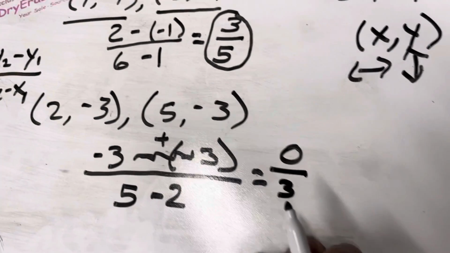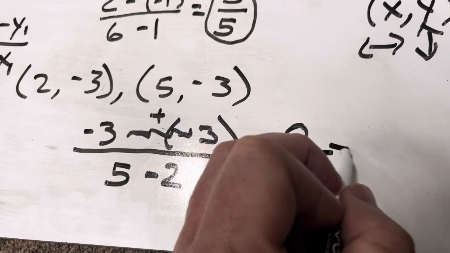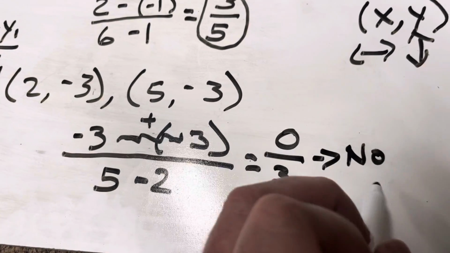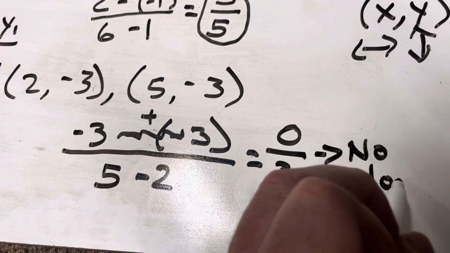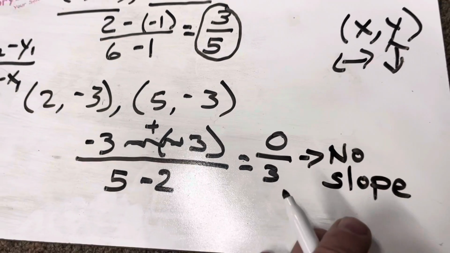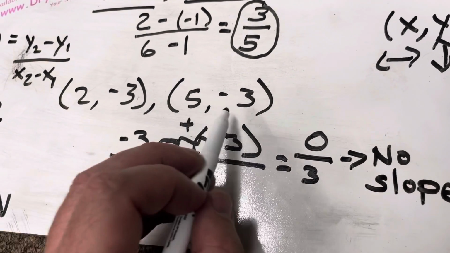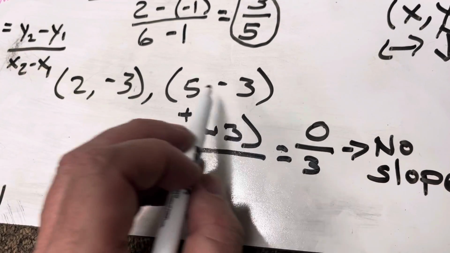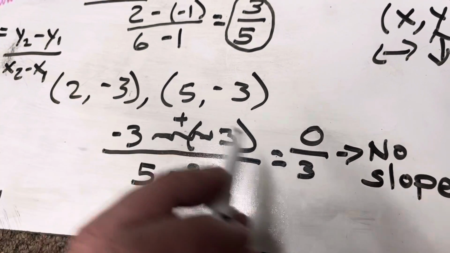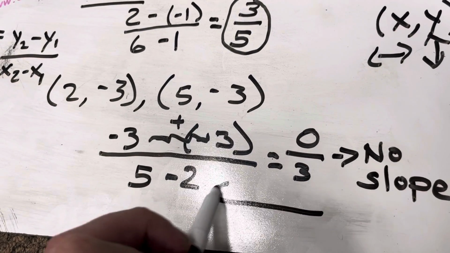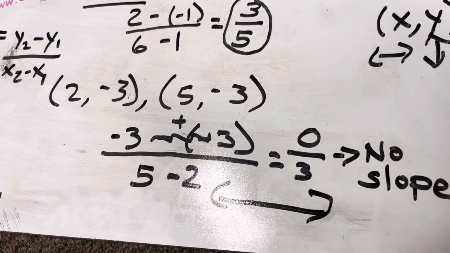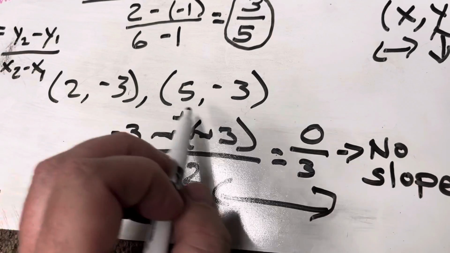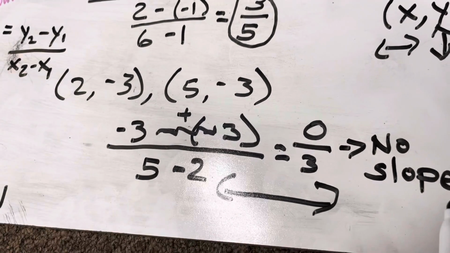That tells me that there's no slope. It's not slanted. And that actually makes sense because the y coordinate in both is -3, which means that this line runs horizontally, parallel with the x-axis, because the y coordinate, how far up or down, is not changing.